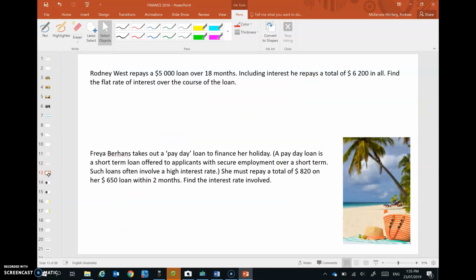Let's quickly do the last two. These are asking about the rate, the flat rate of interest. So this time we're going to use R equals I over PT. So let's write down what we know. The amount of interest, the principal, and the time. Okay, $5,000, that is our principal. Over 18 months, that's our time. Now remember, that needs to be converted into years.